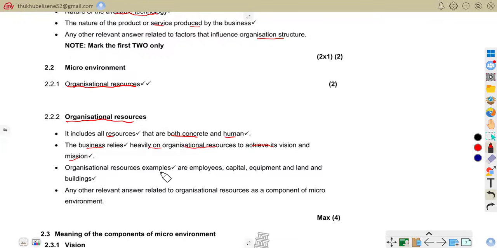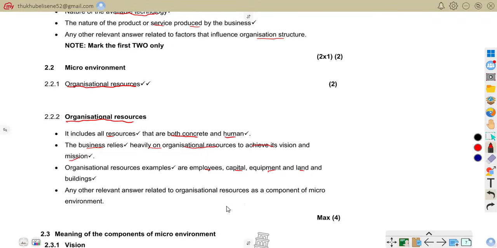Organizational resource examples are employees, capital, equipment, land, and buildings. So those are the examples of organizational resources. Those are the main resources required for production. So any relevant answer related to organizational resources is a component of the micro environment.